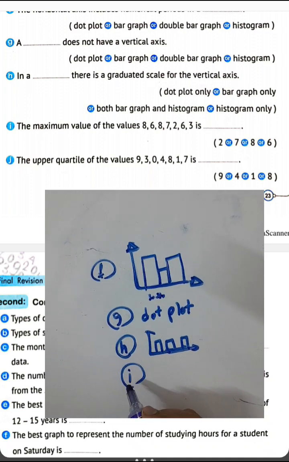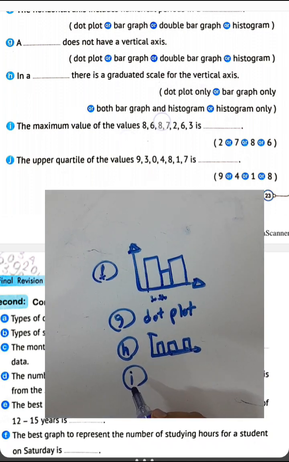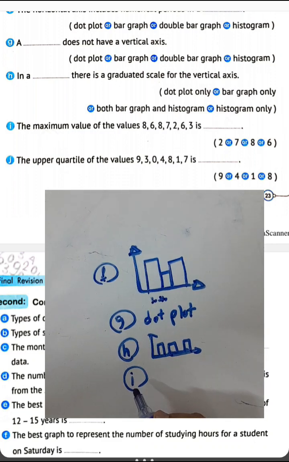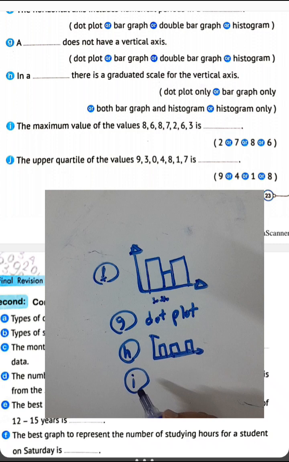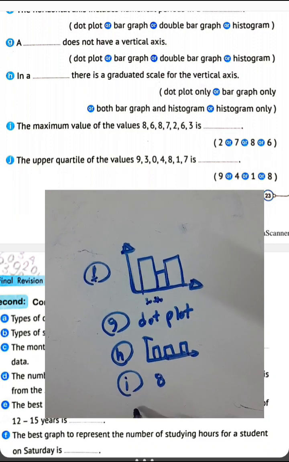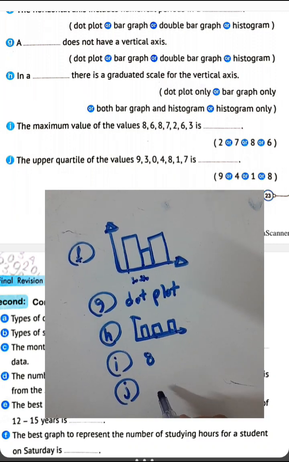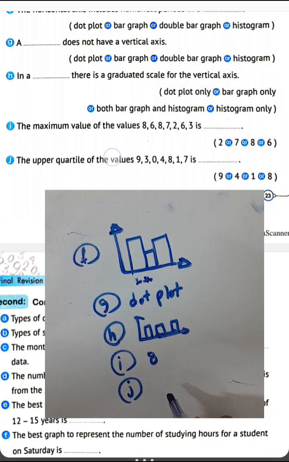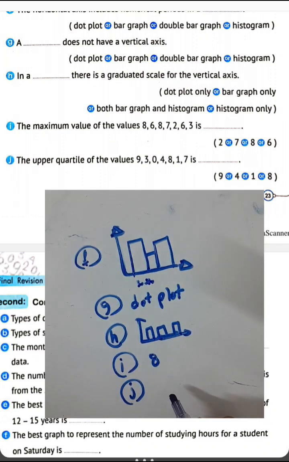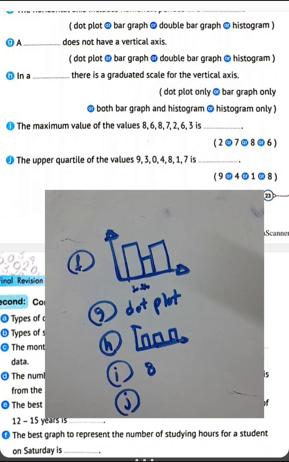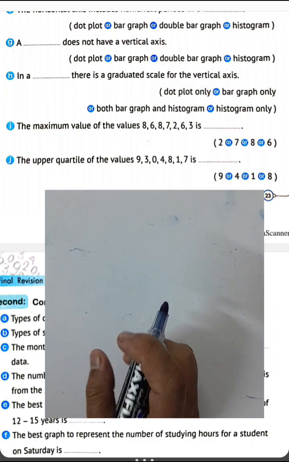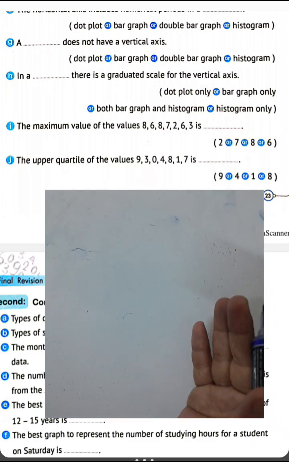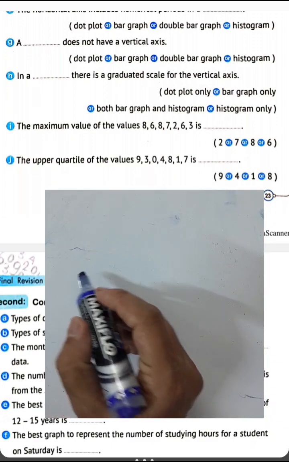Letter I, the maximum value of the values here, we can find the maximum. It will be 8. Letter J, the upper quartile of the values here is what? To find the upper quartile of all these values, first arrange all the values in ascending order from least to greatest, then choose the median, and you can find the upper quartile and lower quartile.